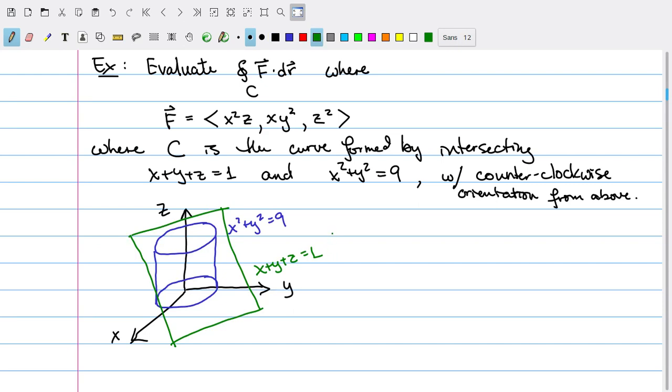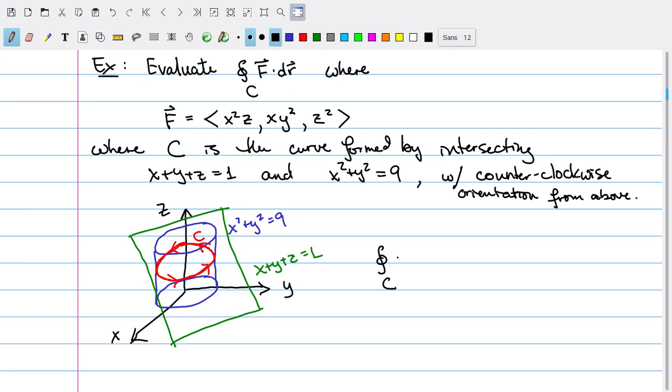So I've drawn the cylinder x squared plus y squared equals 9 in blue, and the plane x plus y plus z equals 1 in green. And they intersect at a curve, which is a circle shape here, where this plane cuts through that cylinder. So that's my curve C, which is a circle kind of shape, or an ellipse kind of shape, inside the plane x plus y plus z equals 1. And I want to go around it counterclockwise when I view this from above, so that means I'm going around this way.